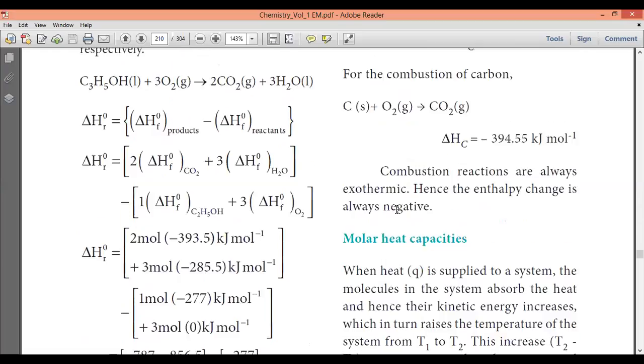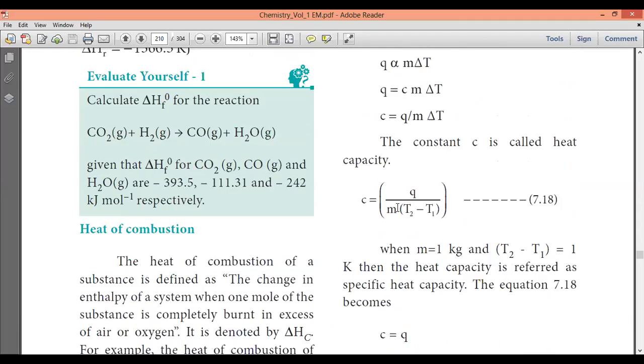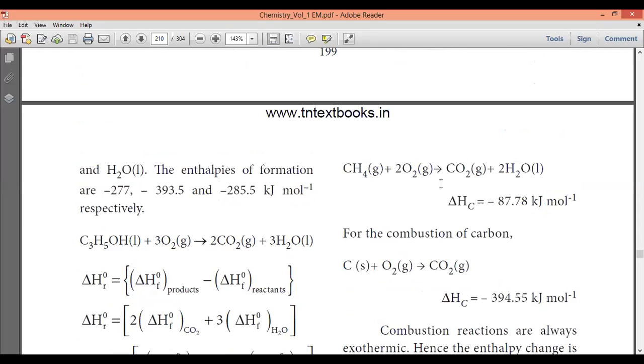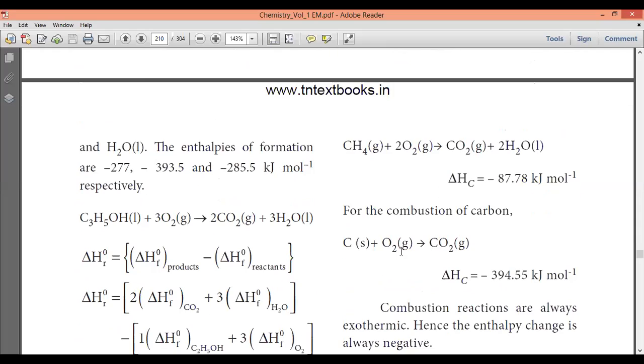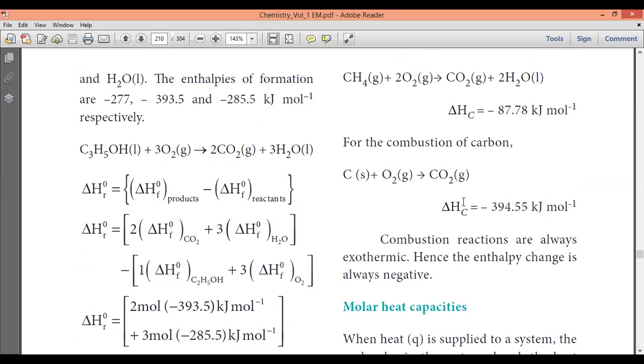Here you see another example for heat of combustion. See here in heat of combustion also you see methane along with oxygen. So that we are getting carbon dioxide plus water. Here you see carbon and then oxygen that leads to give carbon dioxide. That is simply delta Hc.